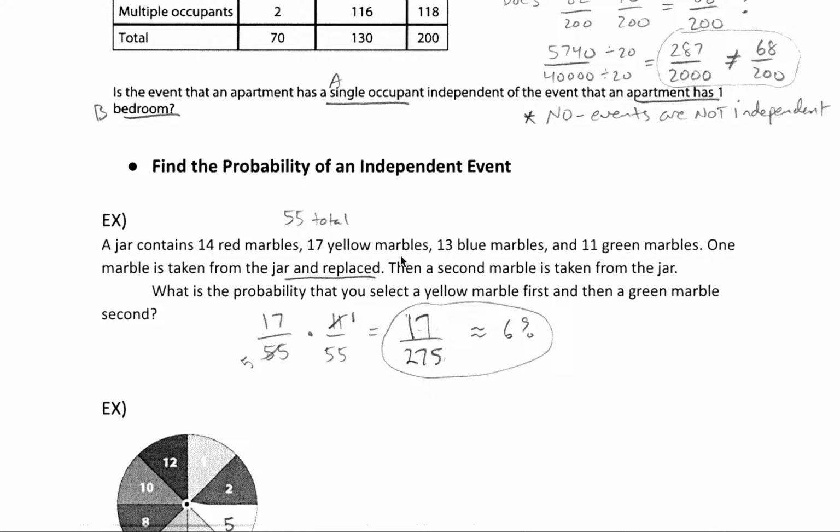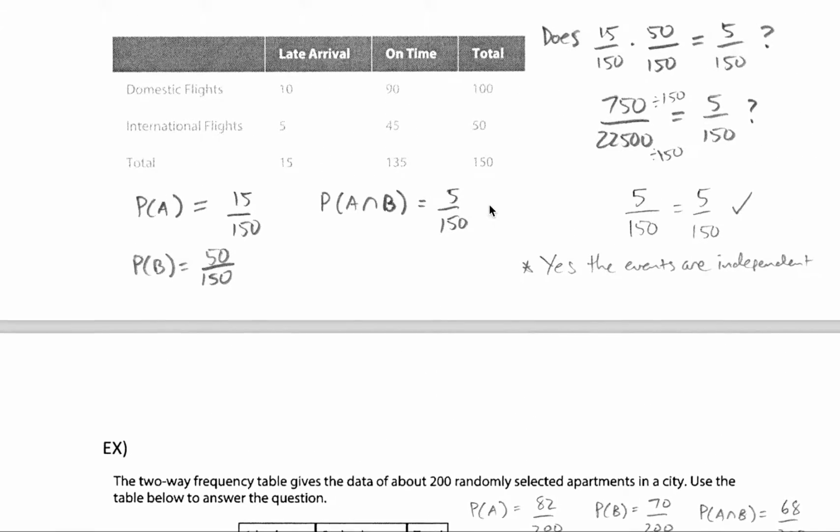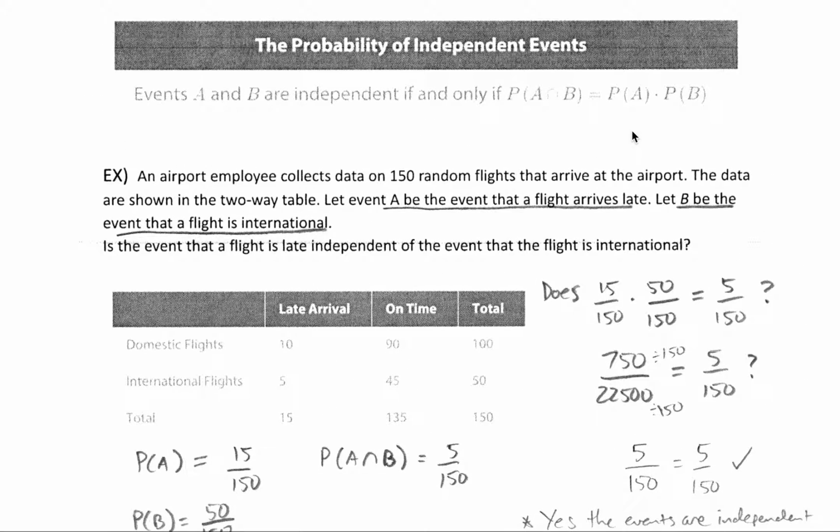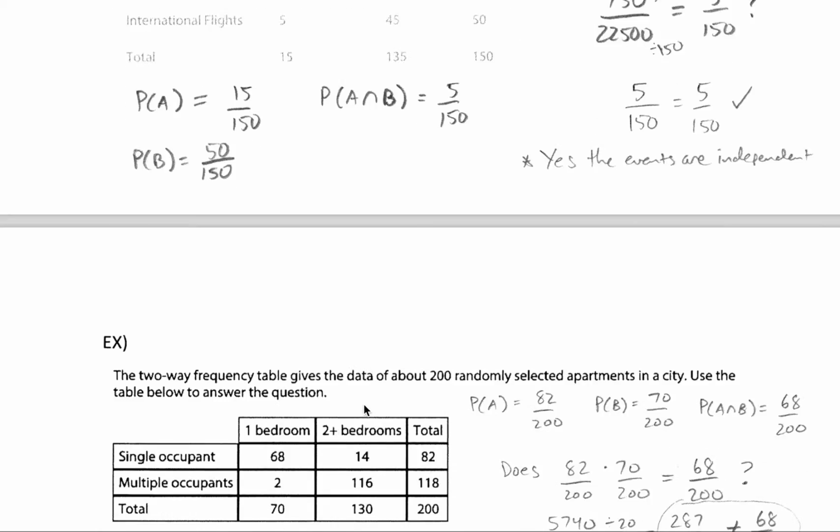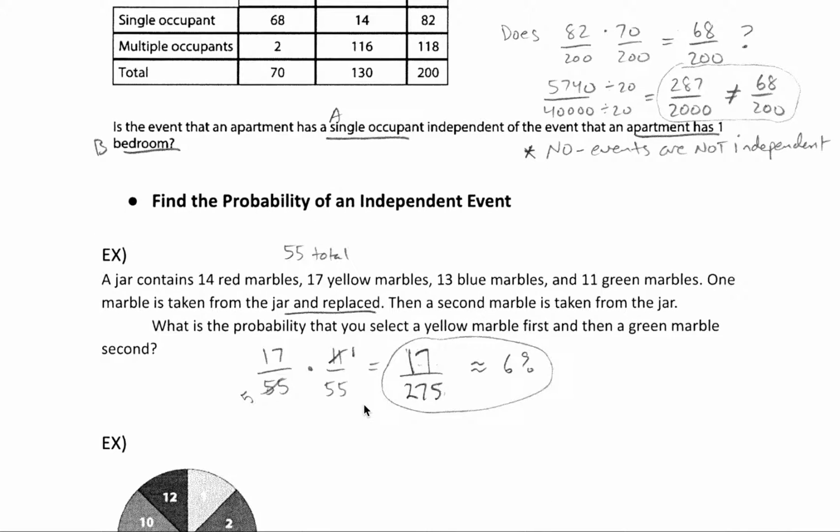So this time, let's go back to the marbles that we knew had independent events, and let's just practice finding the probability. So we're going to continue to use this equation. If events are independent, we're going to multiply the probability of each individual event, and then we will get the probability of one happening one after the other. So this time, we got the same marbles in our jar here. We got 14 red, 17 yellow, 13 blue, and 11 green. So the total number of marbles is going to be 55.